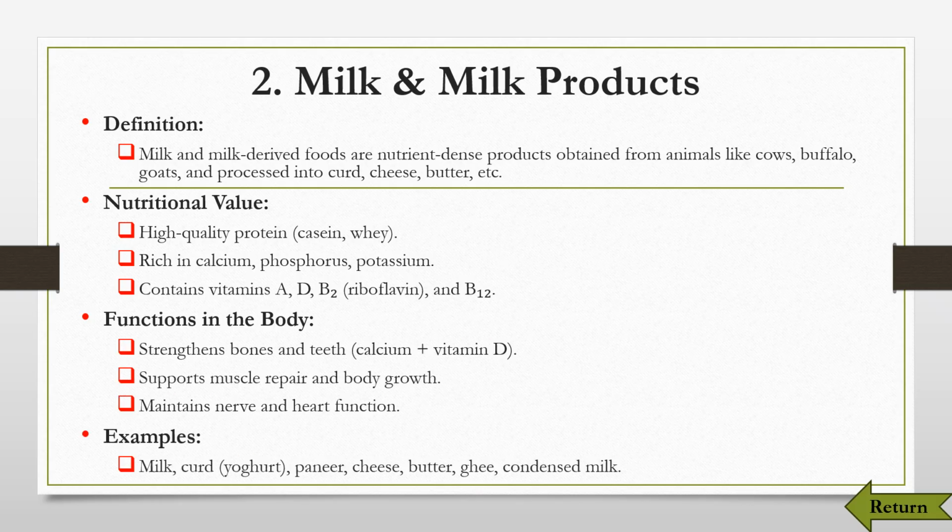Milk and milk products. Milk and its products like curd, paneer, and cheese are power-packed with calcium and proteins. They make our bones strong, repair muscles, and even support nerve function. Do you remember your parents telling you, drink your milk, it will make you strong? Science proves they were right.